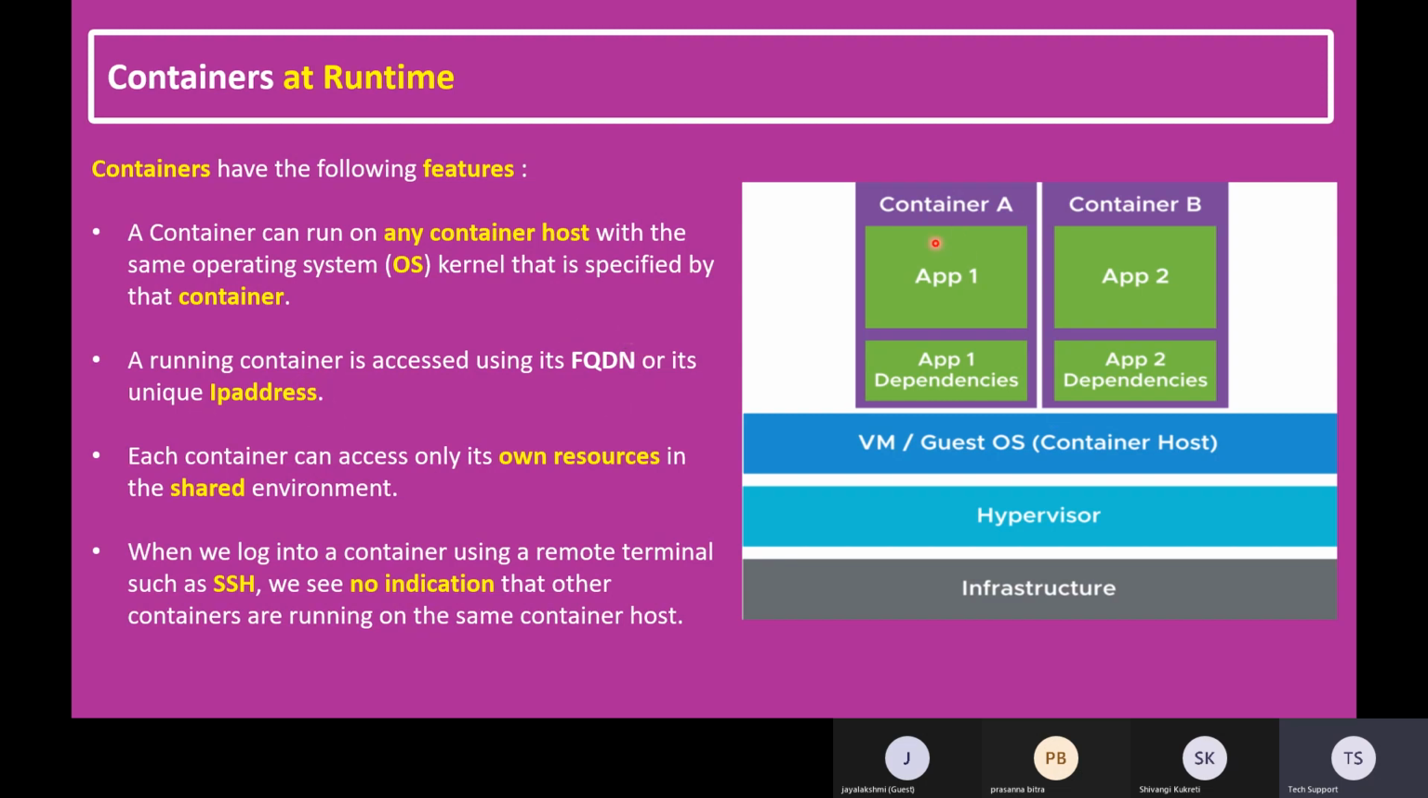Because how are we going to access container A or container B? You can access either by host name or by IP address, same like how we access a virtual machine. And each container can access only its own resources in its shared environment. Same like in our ESX host, if you have VM1 and VM2, while accessing virtual machine 1, virtual machine 2 is completely isolated. Same way, container A and container B are also completely isolated.